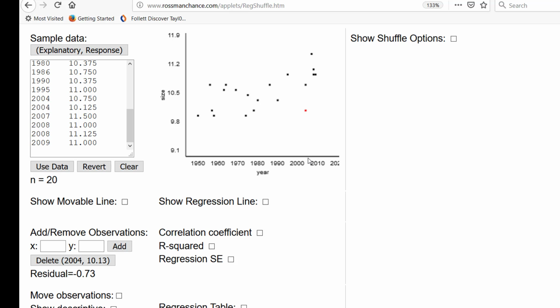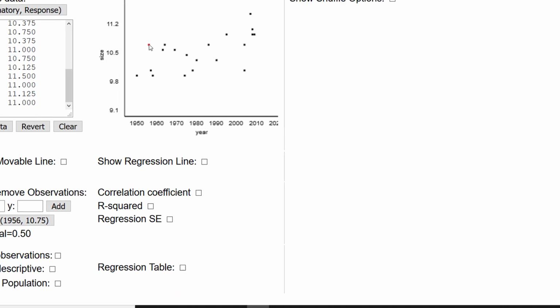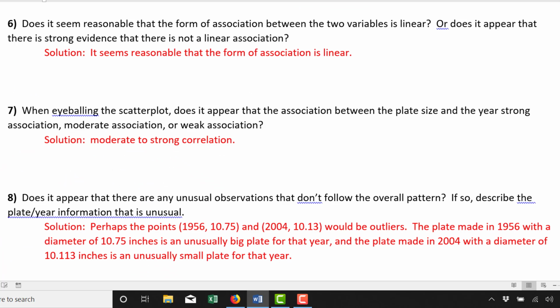You'll notice other plates that were made in 2004 tend to be kind of higher diameter up here. So that might be what I would consider an outlier. This one over here maybe is also an outlier. It looks like it was made in 1956, and it was an unusually high diameter plate, 10.75 inches in diameter. So I said the plate made in 1956 with a diameter of 10.75 inches is an unusually big plate for that year, and the plate made in 2004 with a diameter of 10.13 inches is an unusually small plate for that year.